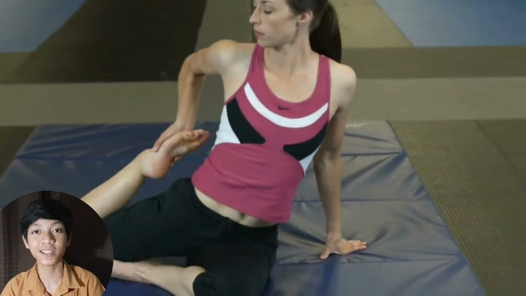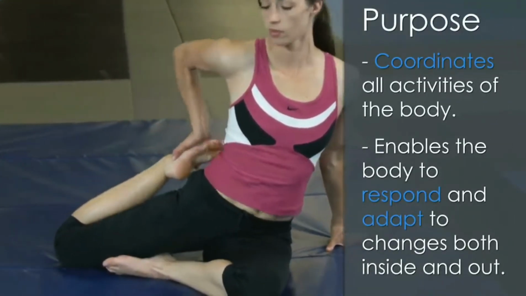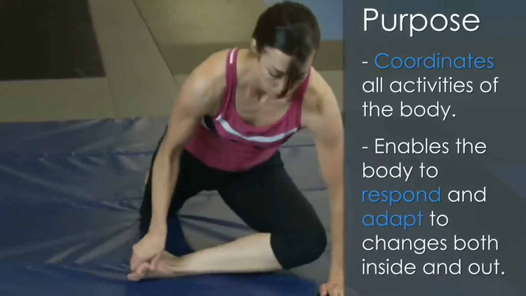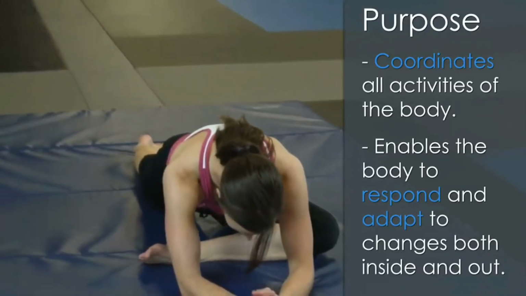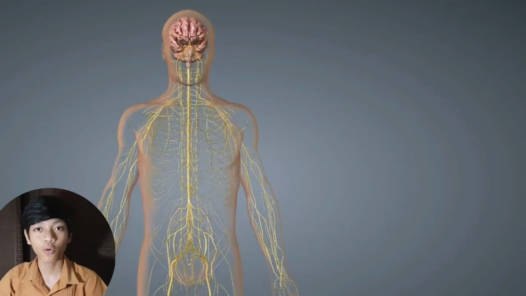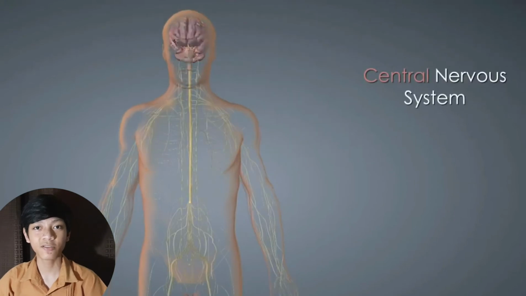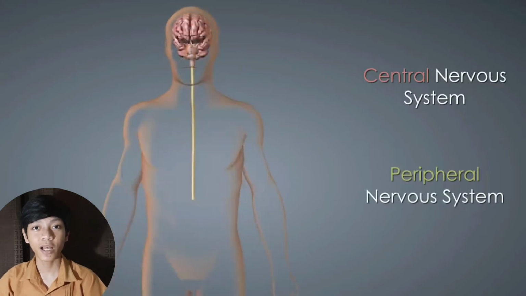To begin, let's look at the primary function of the nervous system. The basic purpose is to coordinate all of the activities of the body. It enables the body to respond and adapt to changes that occur both inside and outside the body. Now, the nervous system is actually split into two parts, the central nervous system and the peripheral nervous system. We'll explore the peripheral later, but first, let's look at the central nervous system.